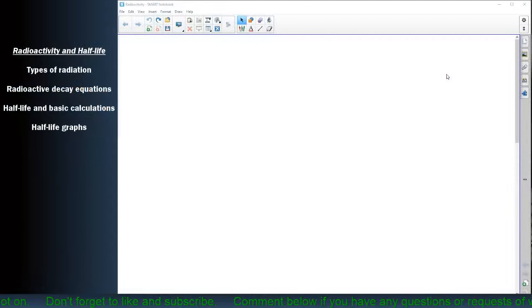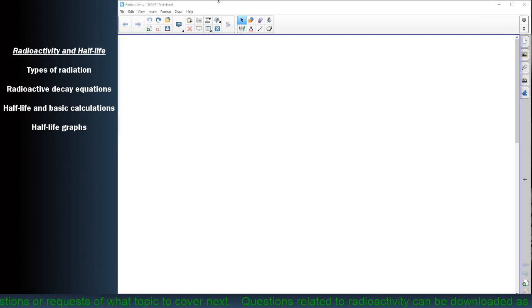Okay, good evening everyone. Welcome to another tutorial lesson, and it's radioactivity tonight. We're going to take a look at types of radiation, decay equations. We're going to have a run at half-life, how to do the basic calculations with half-life, and then some half-life graphs. That's a lot to get through in 30 minutes, so let's get cracking.